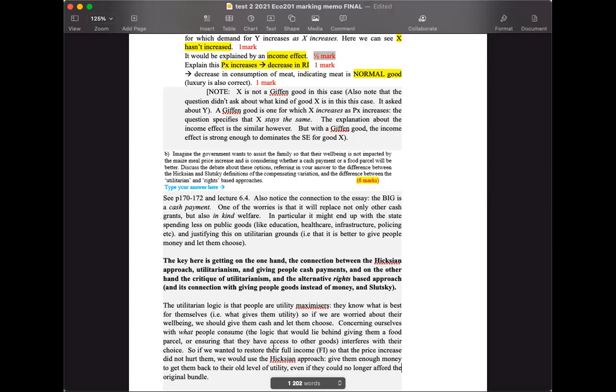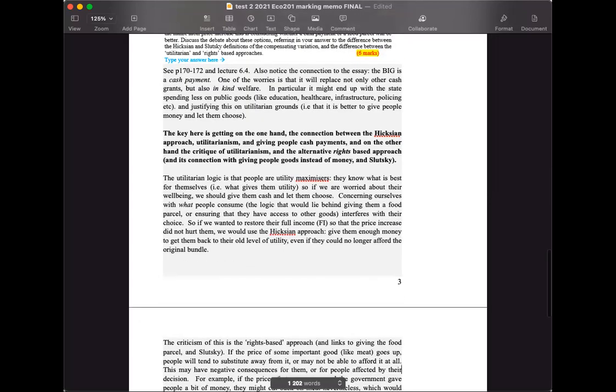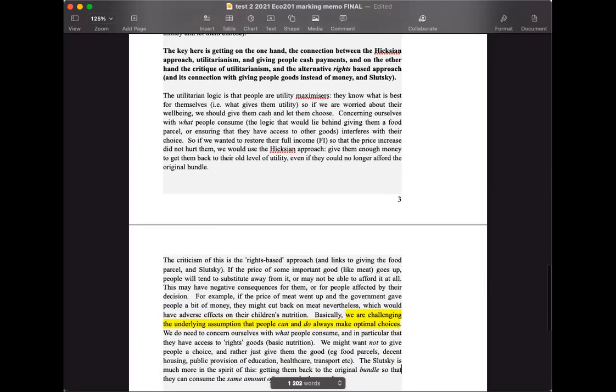Then if we wanted to restore their full income so that the price increase did not hurt them, we would use the Hicksian approach. Give them enough money to get them back to their old level of utility, even if they could no longer afford the original bundle. The criticism of this is the rights-based approach, which links to giving the food parcel and Slutsky compensation variation. If the price of some important good like meat goes up, people will tend to substitute away from it or may not be able to afford it at all. This may have negative consequences for people affected by the decision.